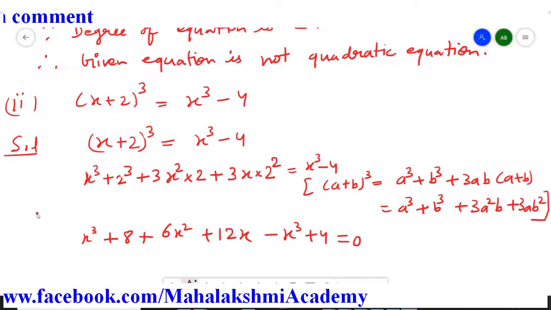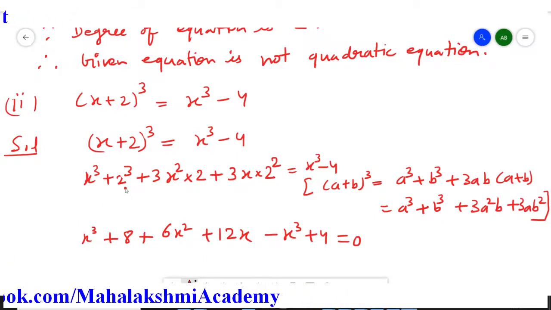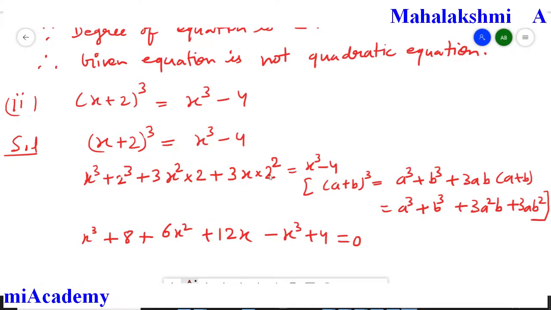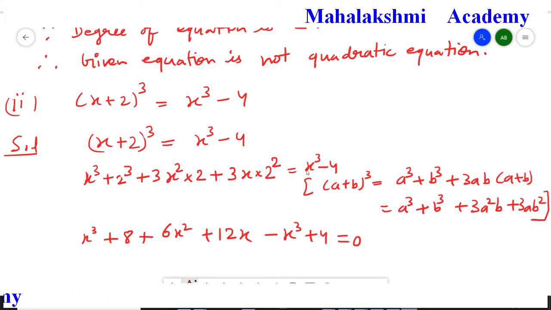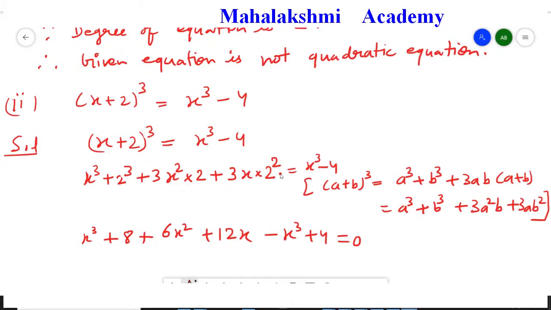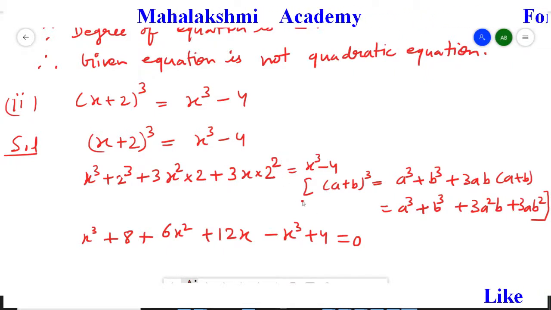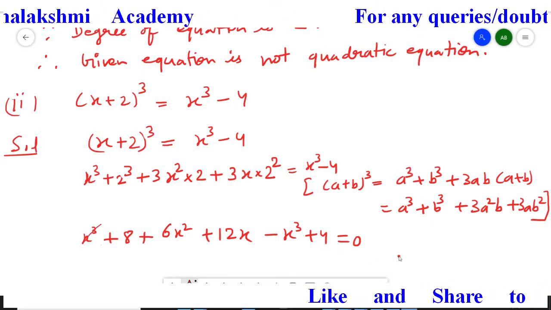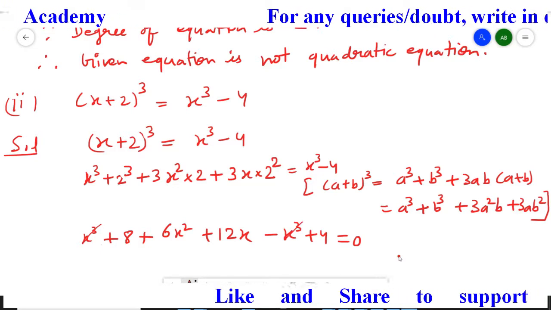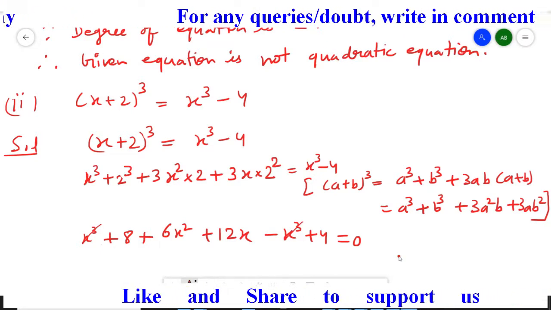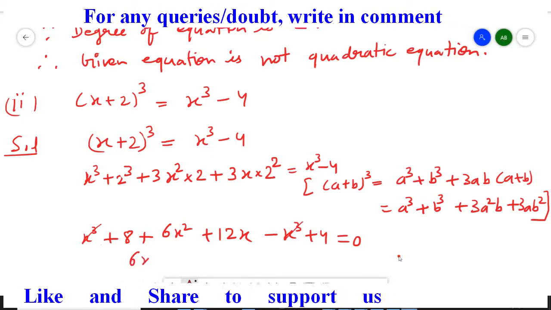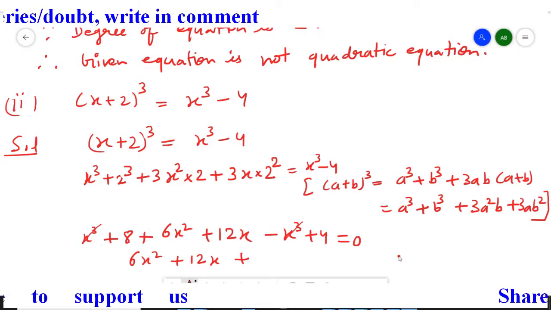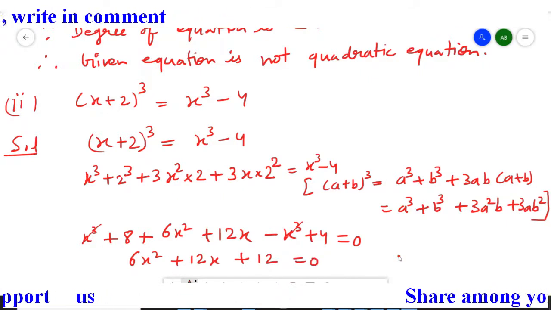So what I have done in this step is this x cube I kept as it is, 2 cube is 8 and here 3 2 is 6x square, 2 square is 4, 4 3 is 12x. This x cube is in plus symbol, so when we shift here it is going to be minus, and minus 4 we shift here, so it is going to be plus 4. Now here students, x cube will cancel by x cube, so we are remained with 6x square plus 12x plus 12 equal to 0.